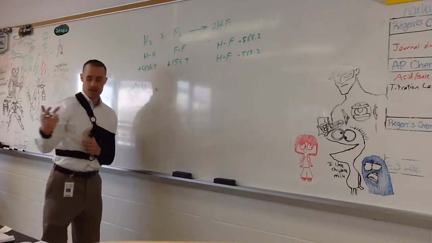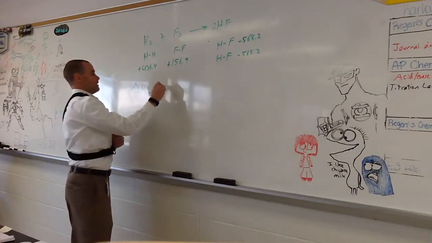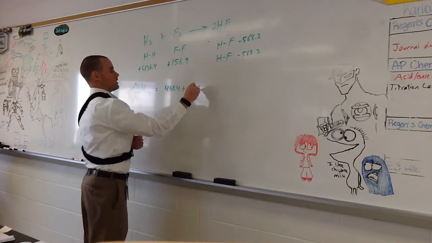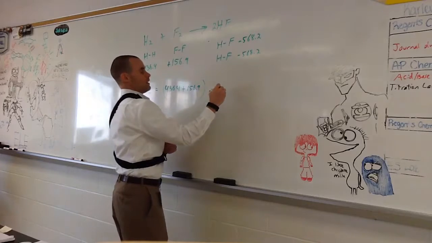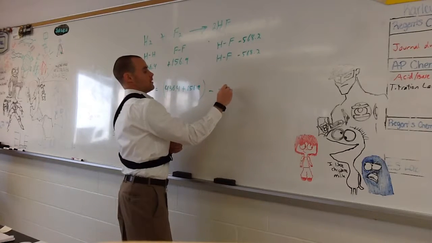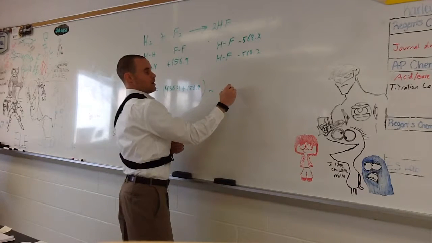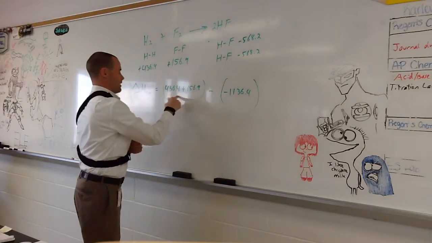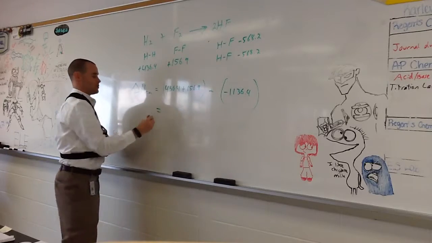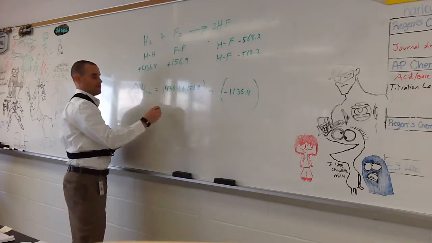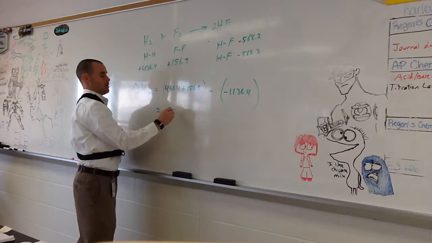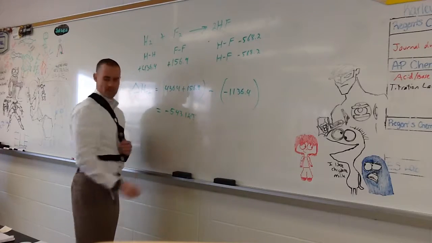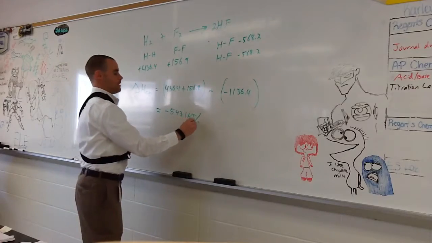So either way, we get 436.4 plus 156.9 minus 1,136.4. There you go. So that's your products. So this added together minus that gives us what? Negative 543.1. Kilojoules per mole, right? Is that the unit? Yeah. And it is negative, correct?